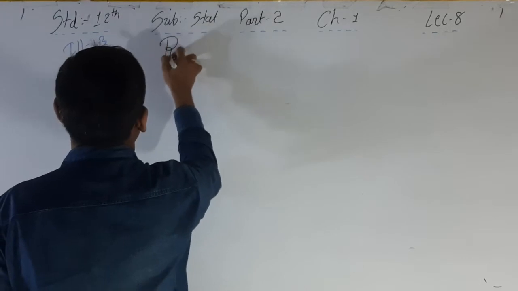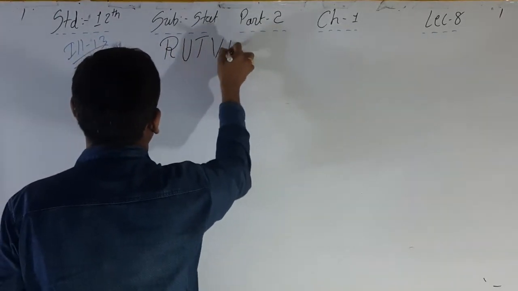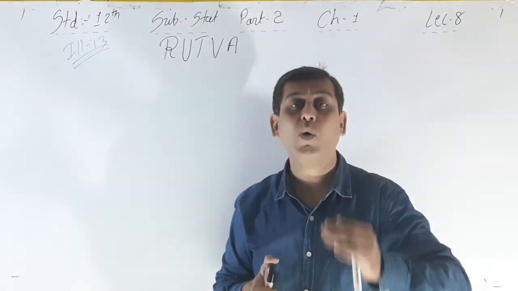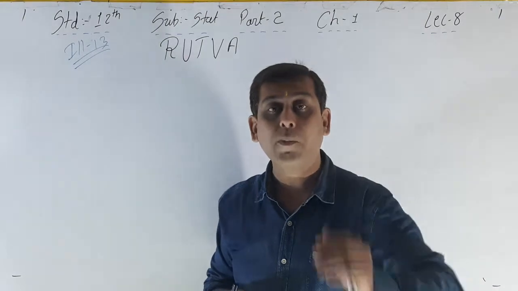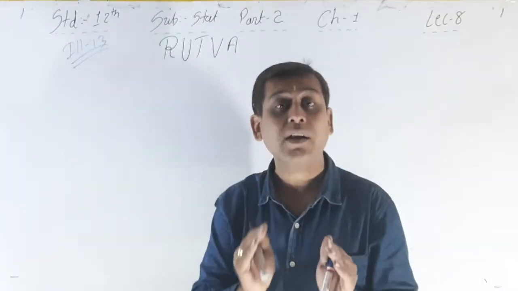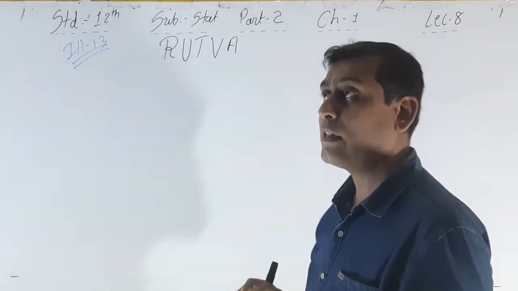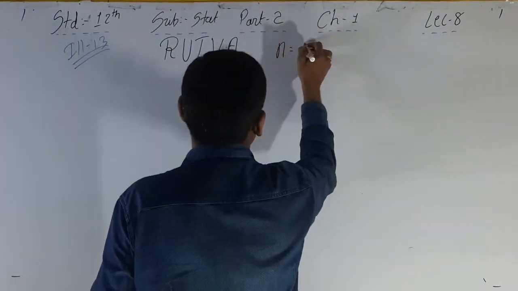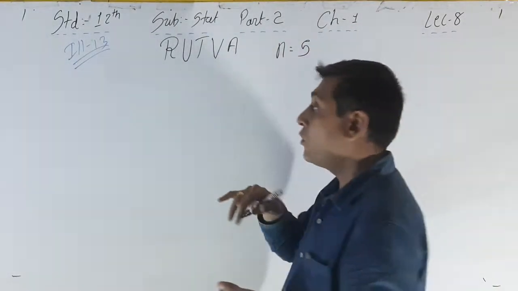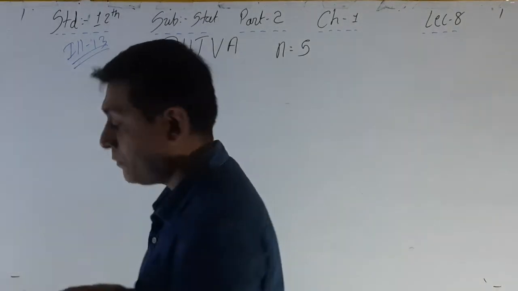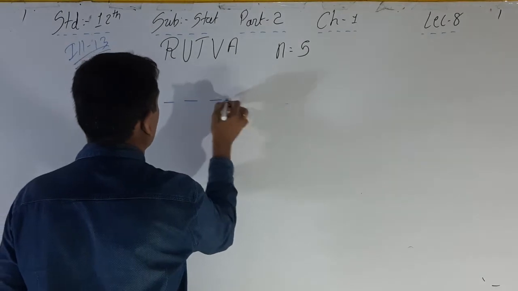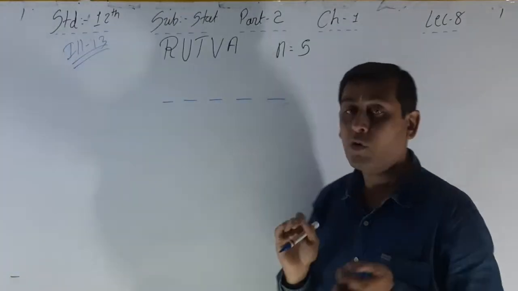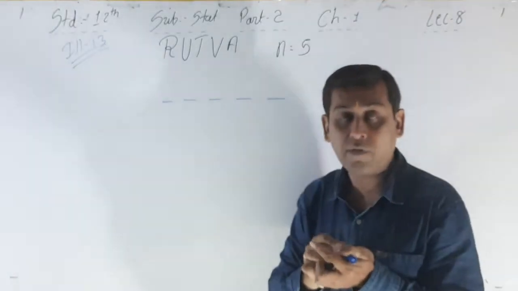The word given is Rutva, 5 letters, and all letters are different. We have to arrange the data, that's why we use permutations. Here 5 letters are there and for that 5 places are there: first place, second place, third place, fourth place and fifth place. 1, 2, 3, 4, 5. 5 places and 5 letters. That's why we have to arrange the data.